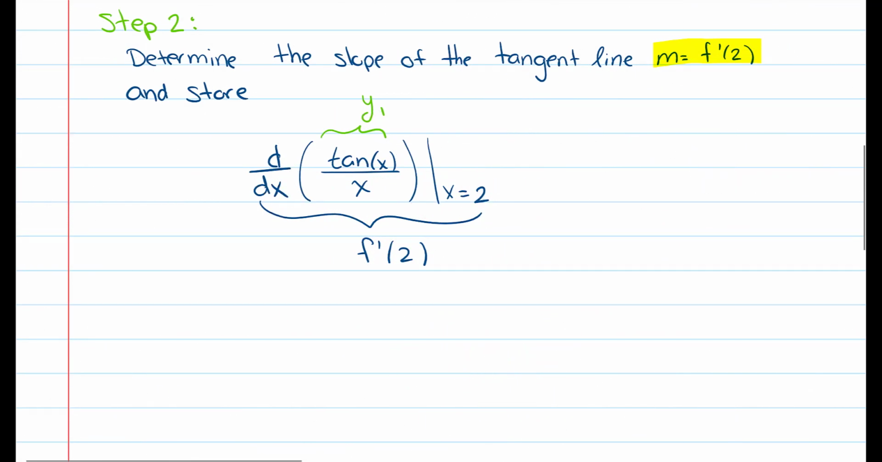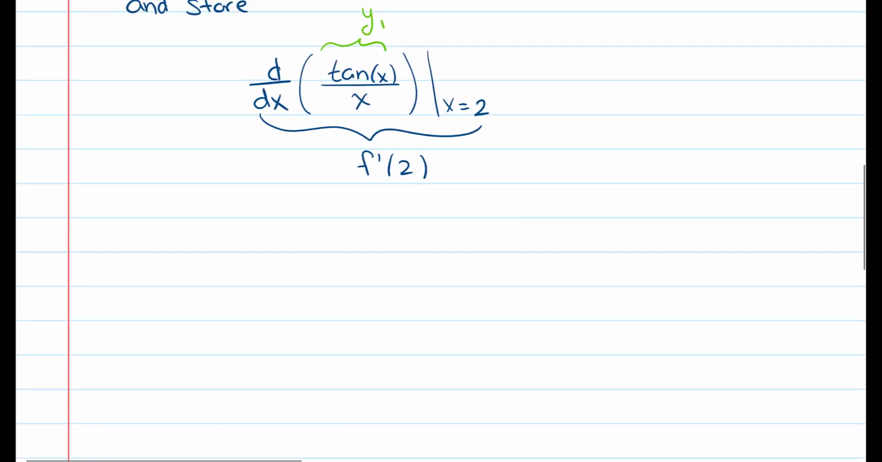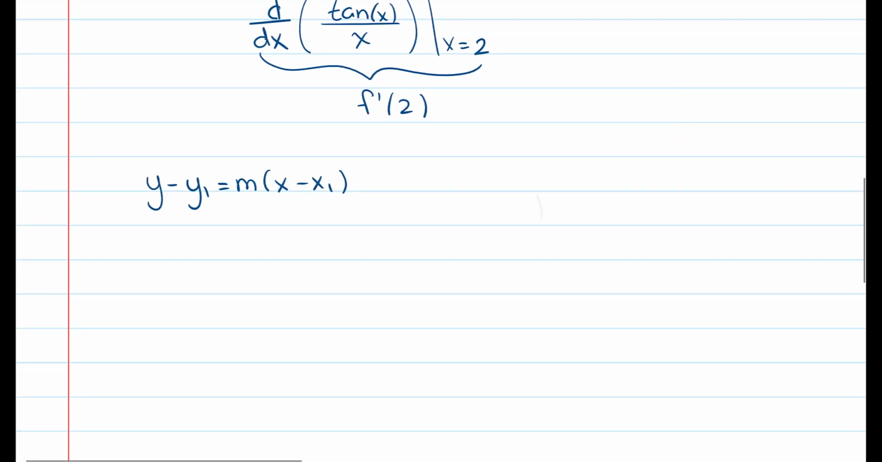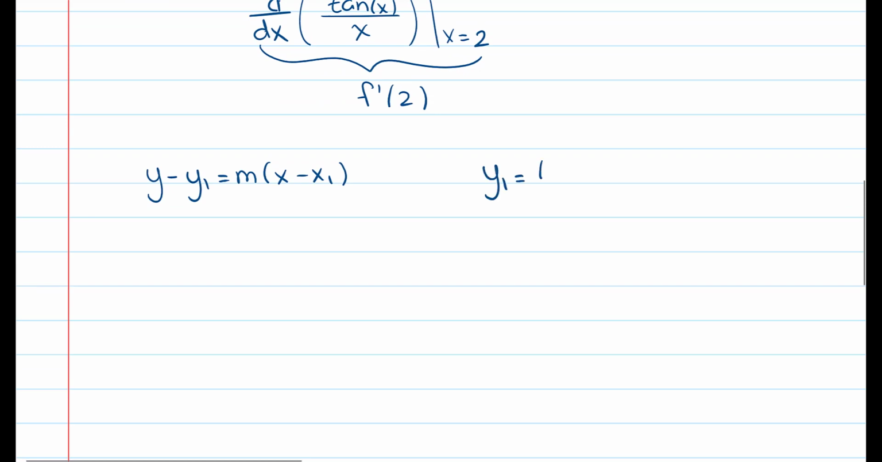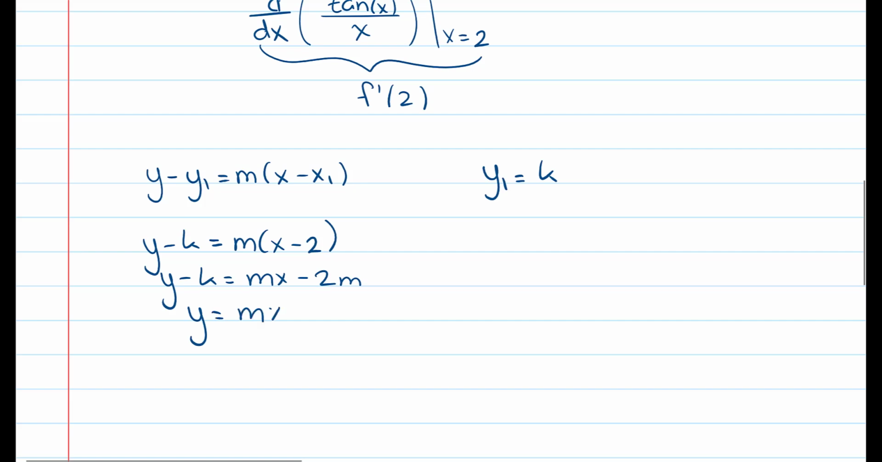Now what we need to do is write the equation of our tangent line. So the equation is y minus y1 is equal to m times x minus x1. Now recall, we let y1 equal k and m is equal to m. So I get y minus k is equal to m times x minus 2. Now we're just going to solve that for y. So I get y minus k is equal to mx minus 2m, and y is equal to mx minus 2m plus k.